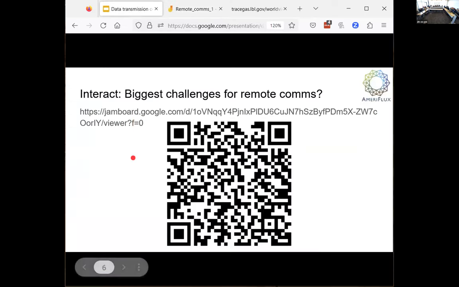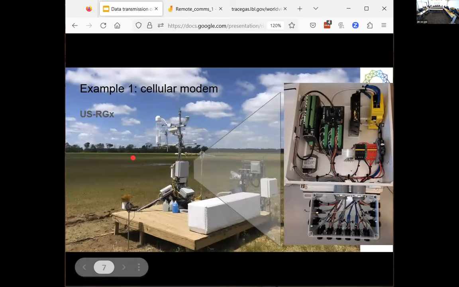Let's jump back. Great, so what I would like to do is run through two examples. The first is going to be around cell modem configuration. Then I was going to hand it off to my colleague Sigrid to talk about satellite communication, but she's not here, so I'm going to try to stumble through that example. But first is an example on cell modem.